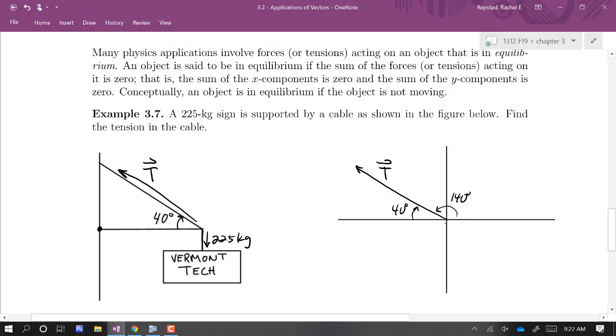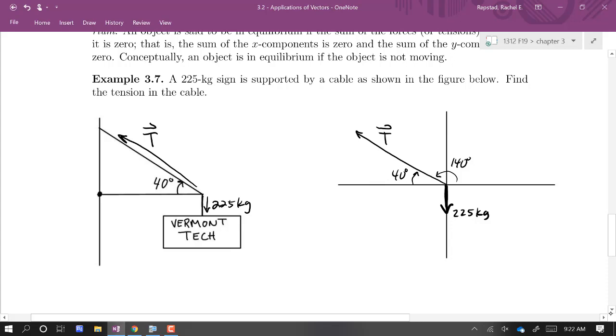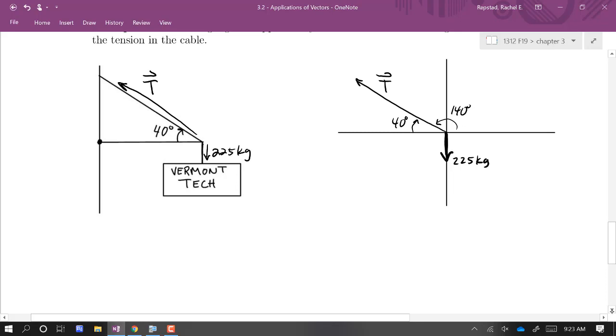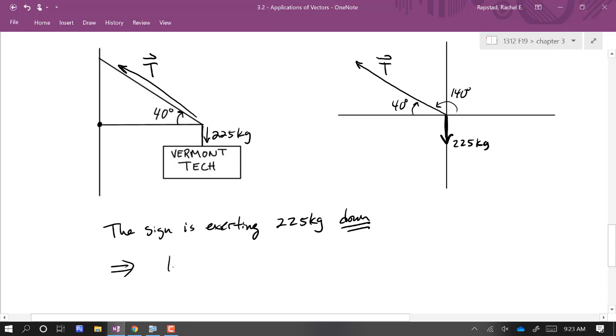We know that the tension vector is canceling out this downward vector, 225 kilograms. So if this is in equilibrium, since the sign is exerting a force downward, 225 kilograms, then the y component of that tension vector has to be 225 kilograms upward. We're going to use that concept to help us set up an equation. So again, the sign is exerting 225 kilograms down, and that means the y component of the tension vector is 225 kilograms upward, right? Positive 225, so it's going upward.